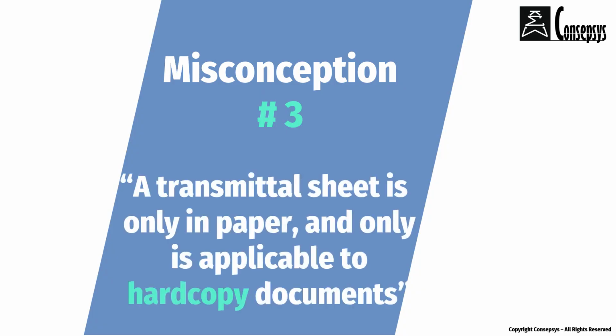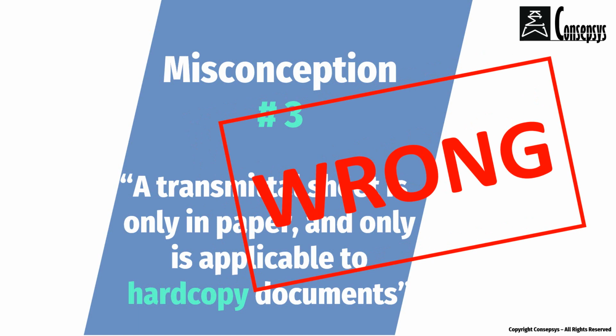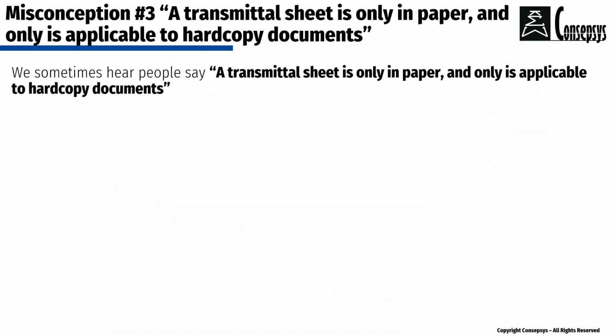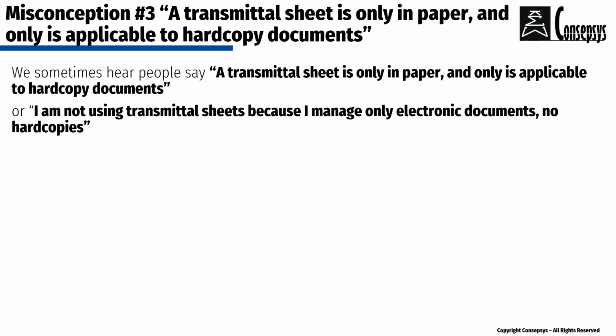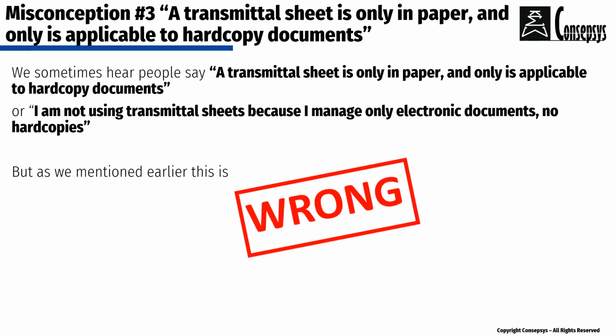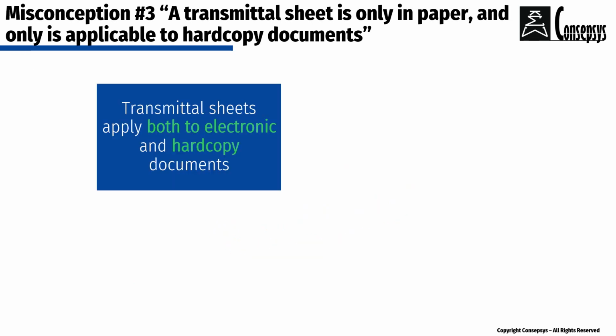A transmittal sheet is only in paper and only applicable to hard copy documents. We sometimes hear people say, a transmittal sheet is only in paper and only applicable to hard copy documents. Or, I'm not using transmittal sheets because I manage only electronic documents, no hard copies. But as we mentioned earlier, this is wrong. Why? Transmittal sheets apply both to electronic and hard copy documents.